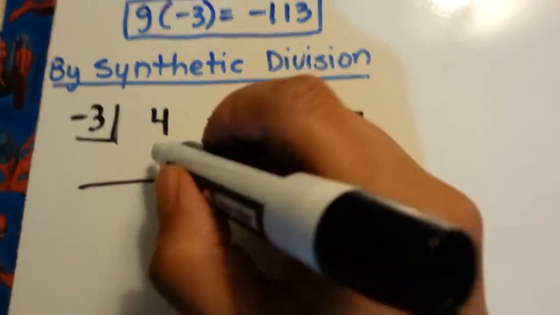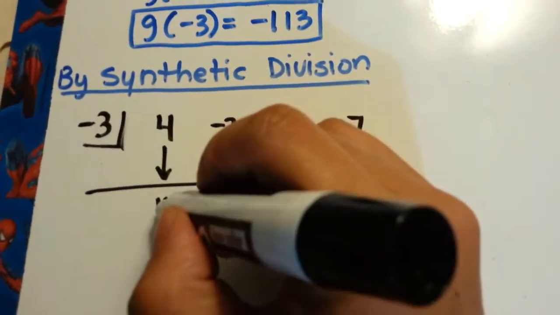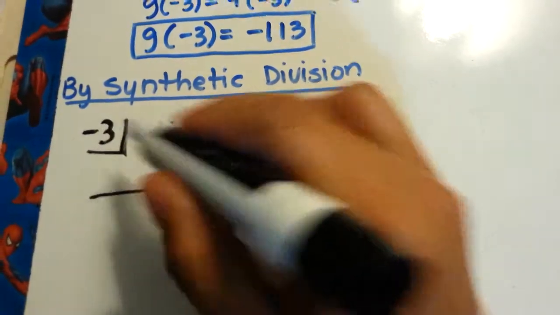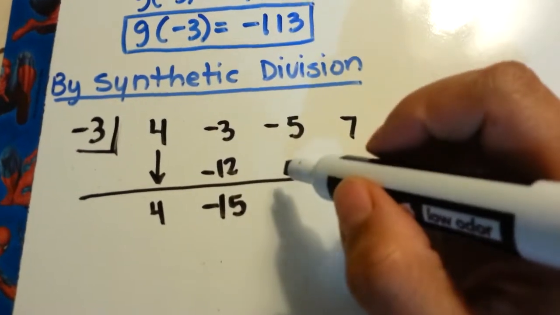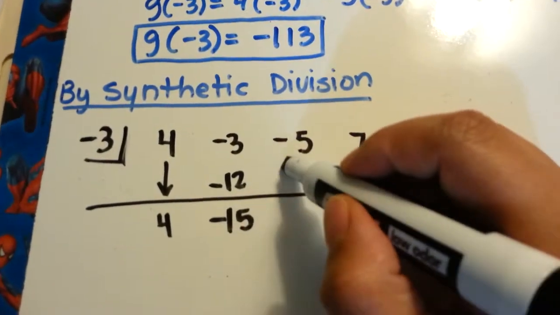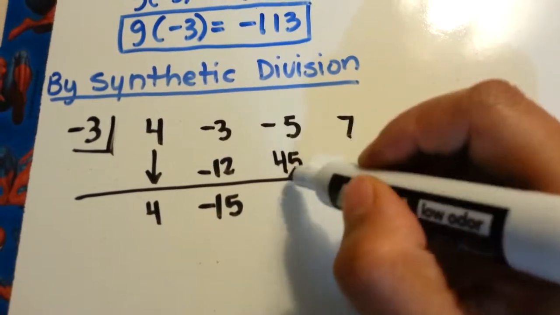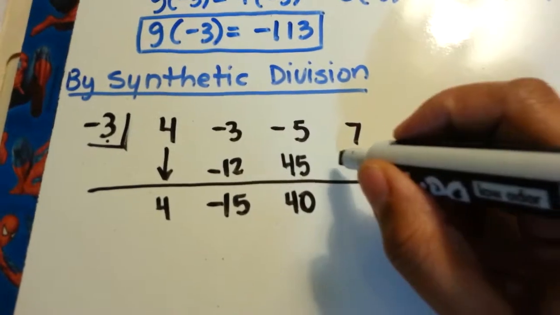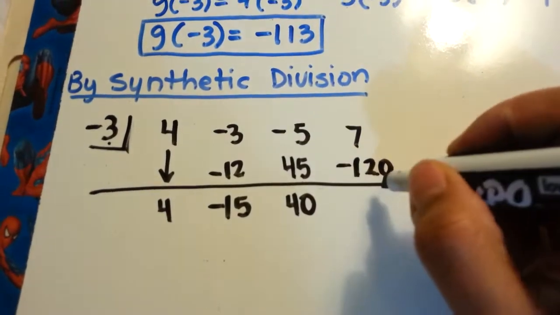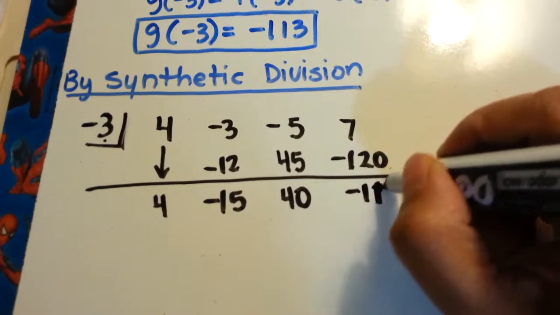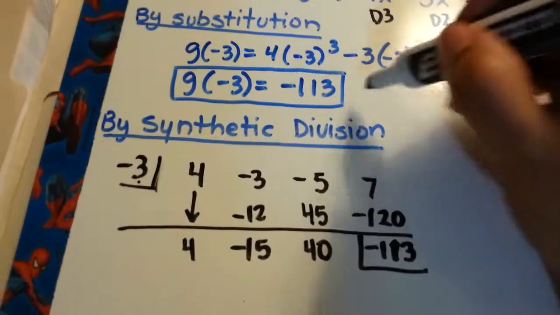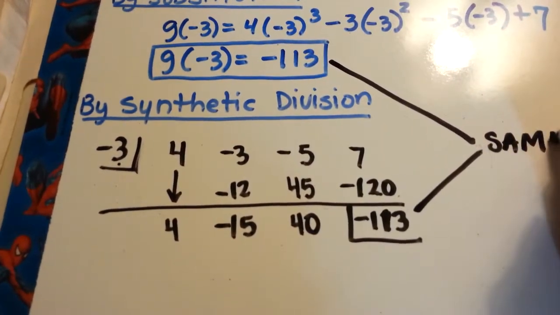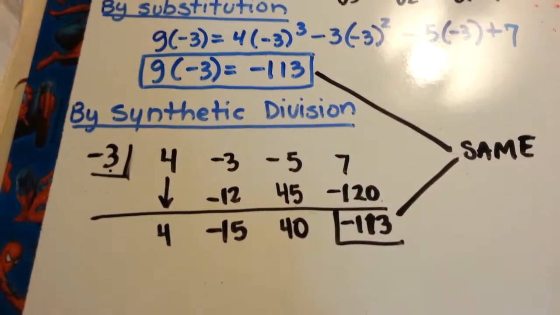Now we'll do synthetic division. We bring down the 4, we multiply, we combine, multiply, we combine, 40 times negative 3, and then we combine. See? Same. Done.